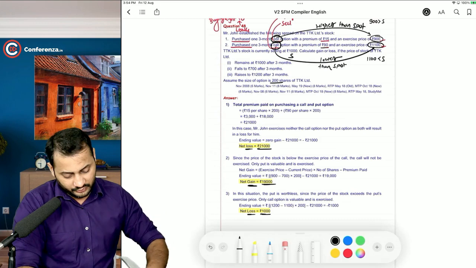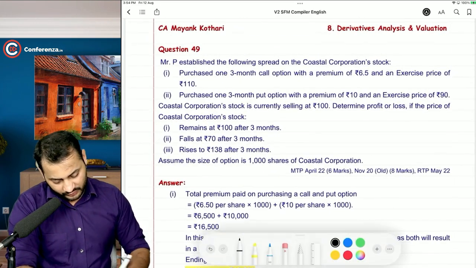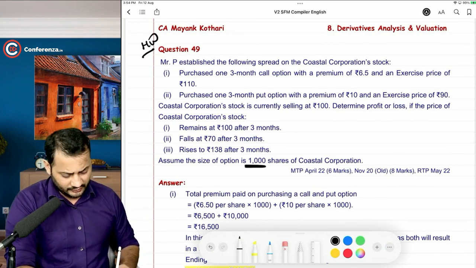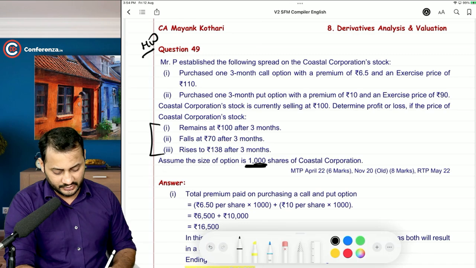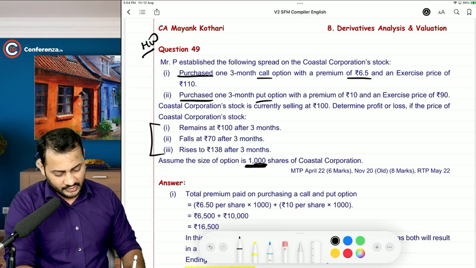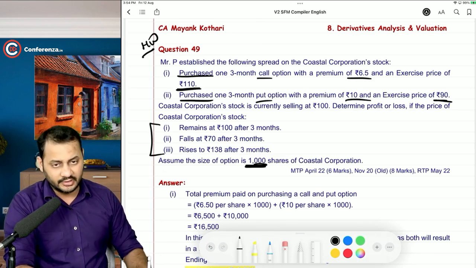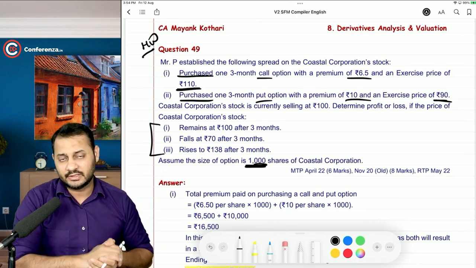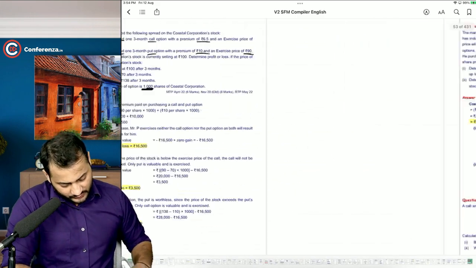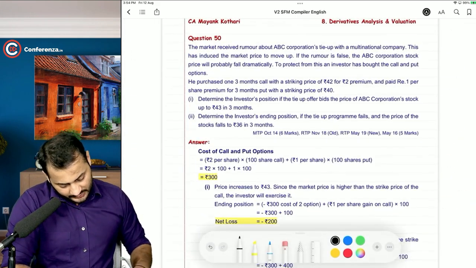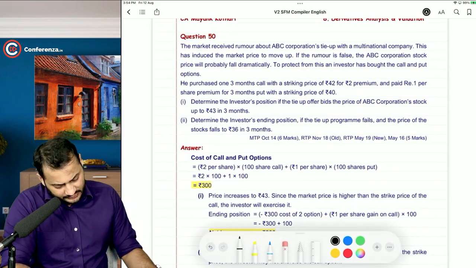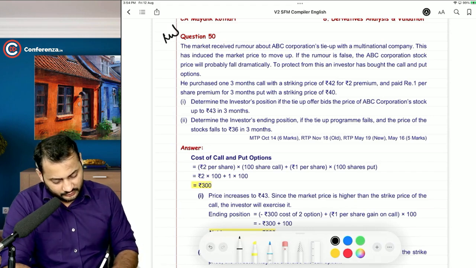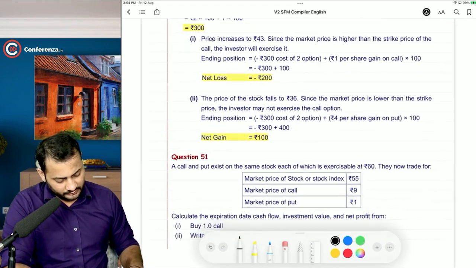So this was all about question number 48. You can do question number 49. It's very similar to question number 48. In this case, you have 1,000 shares. There are 3 different prices. You have purchased one call and one put at this premium and the exercise prices are 110 and 90. So mostly this question matches with question number 48 and this is good for practice if you have time. So 49 is your homework. Let me just see if there is something new in this to discuss. This is also your homework, a small part of that.